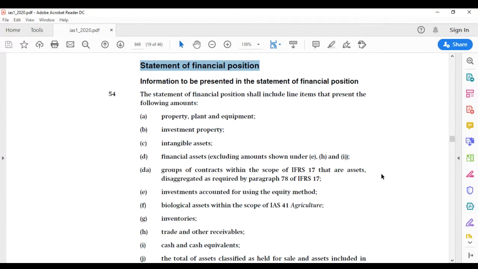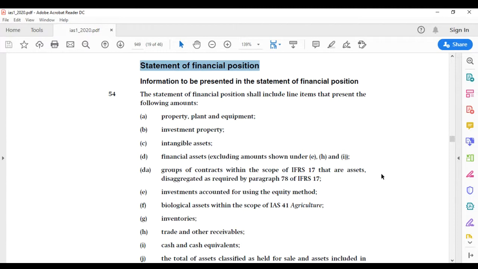Anyway, so what needs to be disclosed on the face of the statement of financial position? This is what this list is all about. They say information to be presented in the statement of financial position. So that means on the face of the statement, and when I talk about the face, I mean the main body of the statement, not the notes, but the main body. So let us see the first few that they indicate to us there are all non-current assets. The first being property, plant, and equipment.